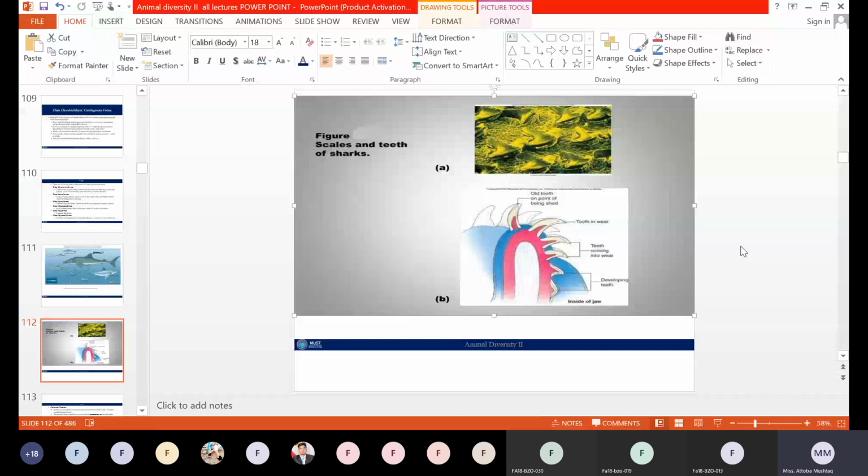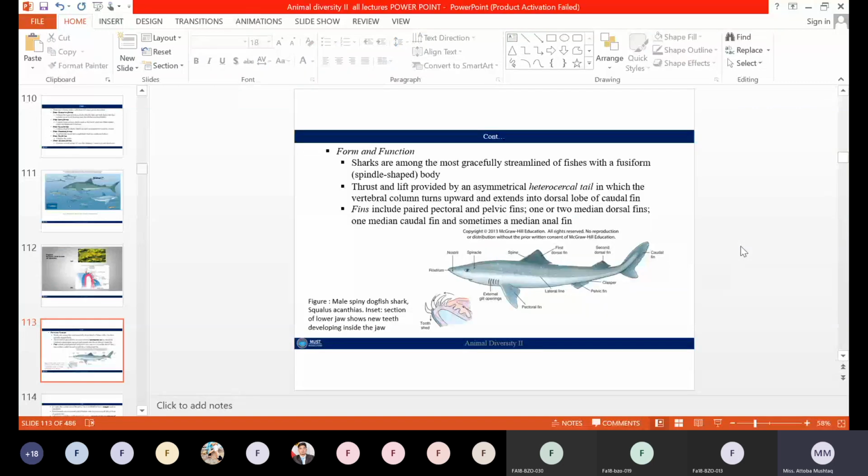So if we talk about its form and function, mostly a spindle-shaped body in sharks, and they have an asymmetrical heterocercal tail. Like here you can see the heterocercal tail. That is basically the vertebral column present in that area that turns upward, and it extends into the dorsal lobe of the caudal fin, right?